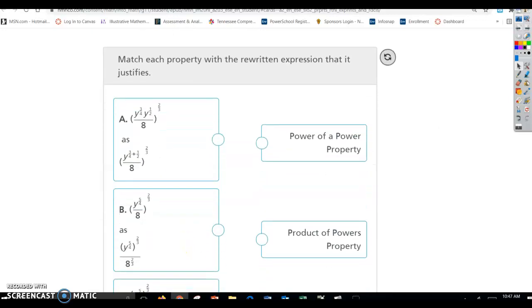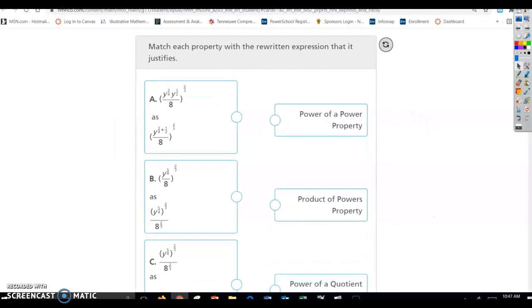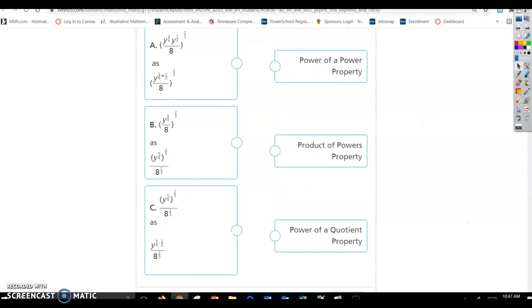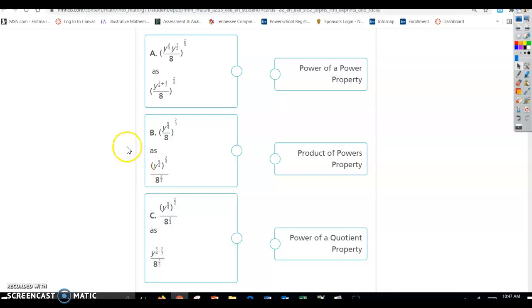All right, match each property with the rewritten expression that it justifies. All right, so for part A, it says, okay, there's just a 3 of them there. All right, for part A, so what happens when it goes from here to here? And then I guess B is going from here to here. And then C is going from here to here. So which property are we using? A power of a power, a product of a power, or a power of a quotient?